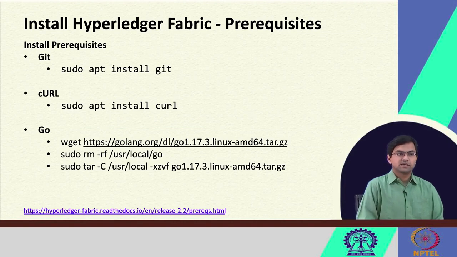These are the specific commands which you will be using to install Git and then curl, and then you will also be needing the Go programming language. Actually, you can write Fabric smart contracts in different languages like Go, Node.js or Java, but in these tutorials and the following lectures, we will be using the Go programming language to write smart contracts. So you have to install Go to follow this.